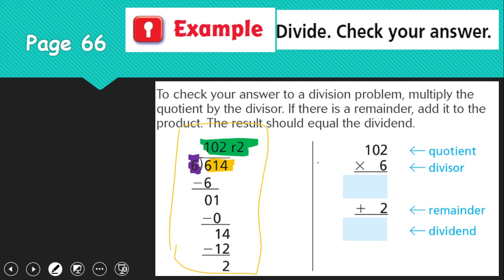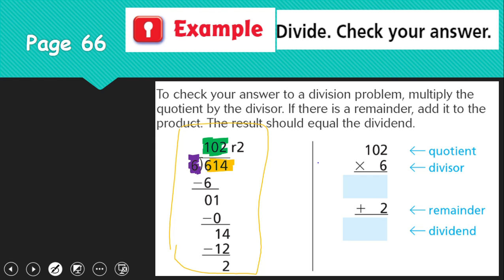So this does not include the remainders. You should not include the remainder. I'm going to erase that and rewrite. We just want the quotient part, so you're going to do 102 times 6. Let's go ahead and do the work over here to the side.